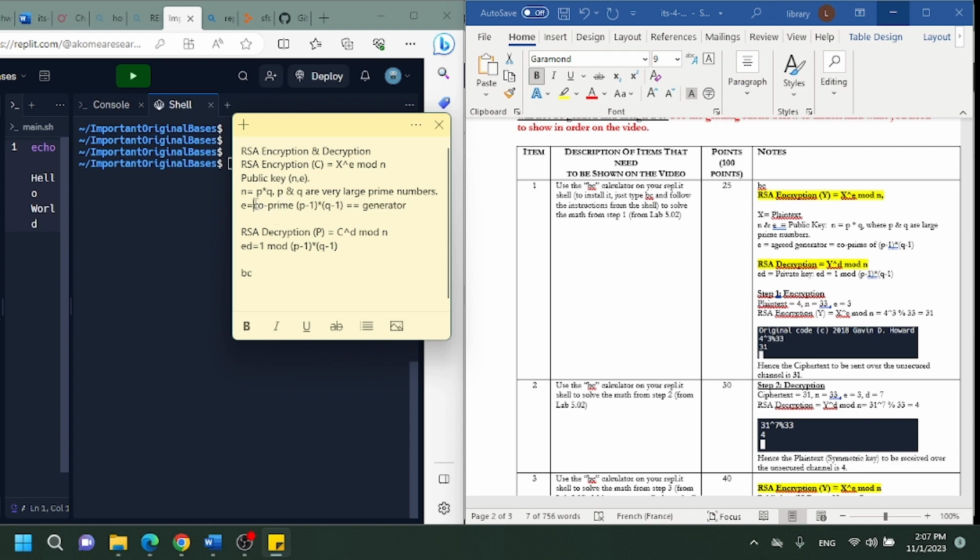Mathematically, E is a co-prime of P and Q, where P and Q are very large prime numbers. So we have N, which is the modulus, which is the composite number. It's nothing more than a multiplication of two large prime numbers. And then you compute E, which is the co-prime. So co-primes are numbers that share no factors with the other number, only divisible by 1.